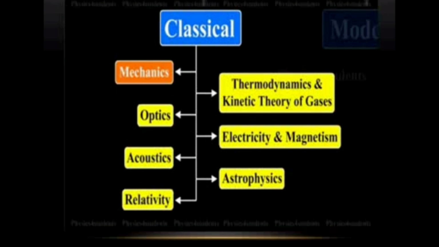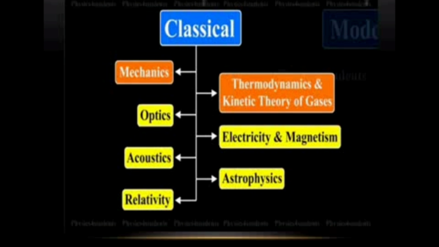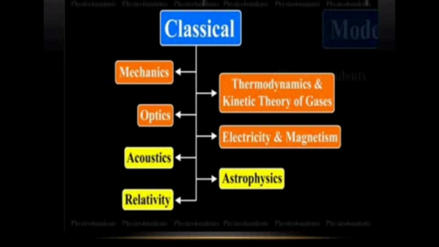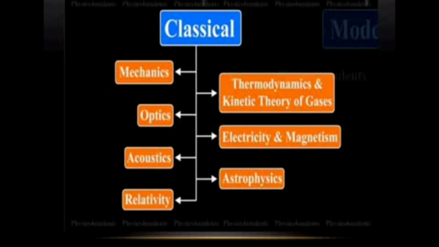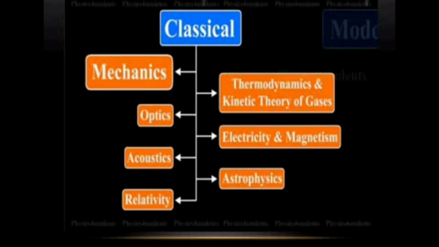Again, classical physics is divided into these types. First is mechanics, then thermodynamics and kinetic theory of gases, optics, electricity and magnetism, acoustics, astrophysics, and relativity. These are all the branches of classical physics.